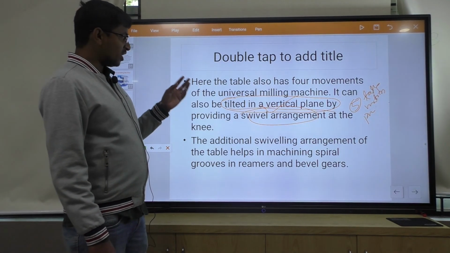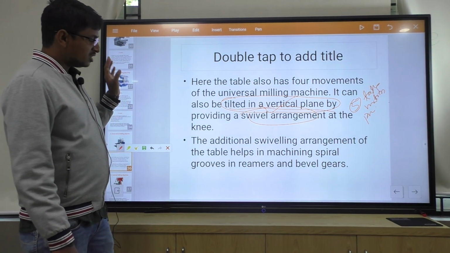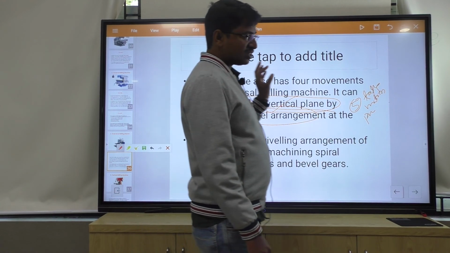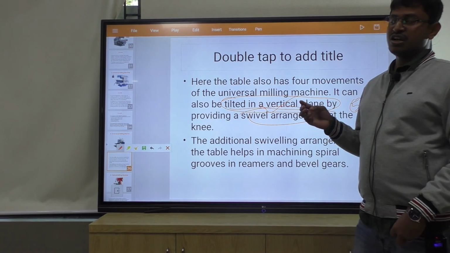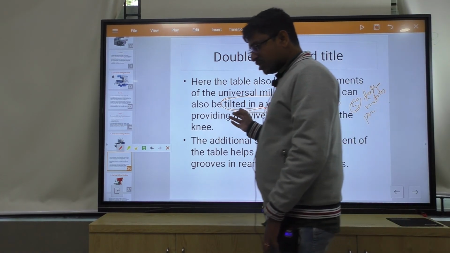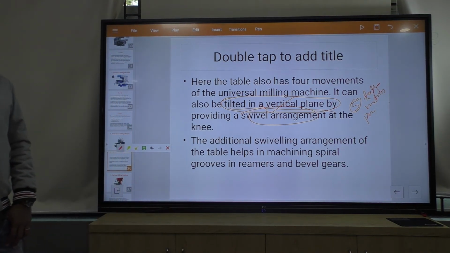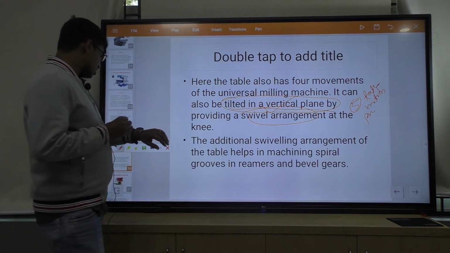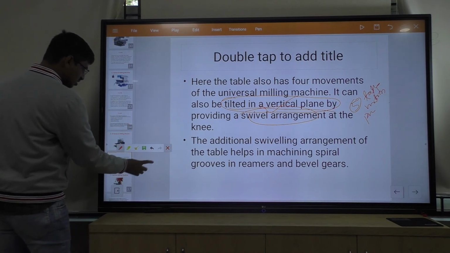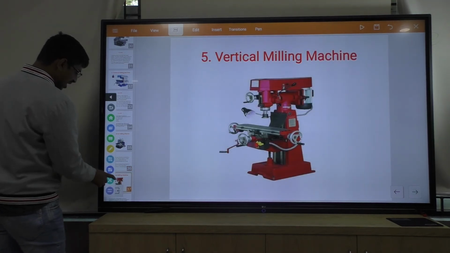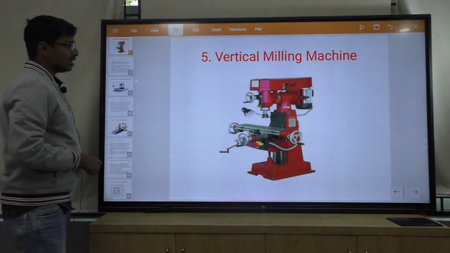First, milling machines can be horizontal milling machines or vertical milling machines. Then the second category, column and knee type, is plane milling machines. Plane milling machines are horizontal milling machines. Universal milling machines are horizontal milling machines. Omniversal milling machines are also horizontal milling machines. Then the other category is vertical milling machines. Another category of column and knee type is vertical milling machines.